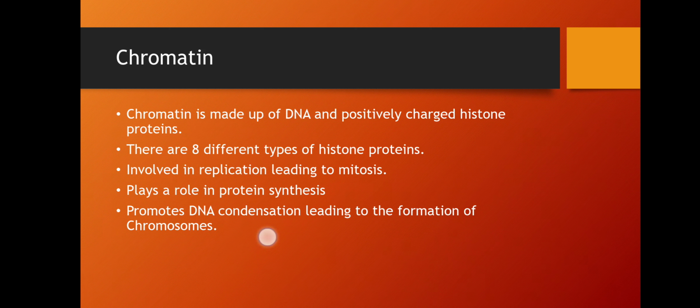Then the other thing that we said, this nucleus contains this chromatin, which is made up of what? DNA and positively charged histone proteins. And there are 8 different types of histone proteins involved in replication, which leads to what? Mitosis. It plays a role in protein synthesis and promotes DNA condensation, leading to the formation of what? Chromosomes. That is what chromatin does.